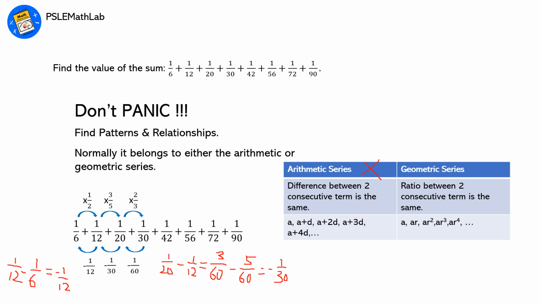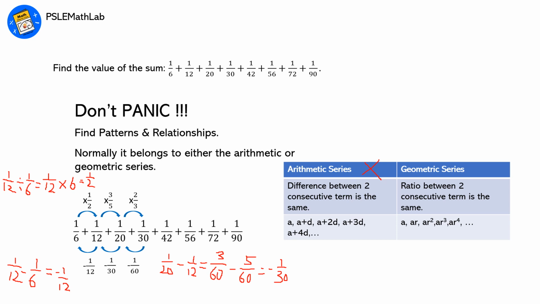Now let's see whether it is a geometric series. For geometric, we just use the second term divided by the first term, or the third term divided by the second term. So second term divided by first term, which is multiply by the reciprocal. So it is 1 divided by 12 times the reciprocal of 1/6, which is times 6. So it's 6 divided by 12, which is 1 divided by 2.